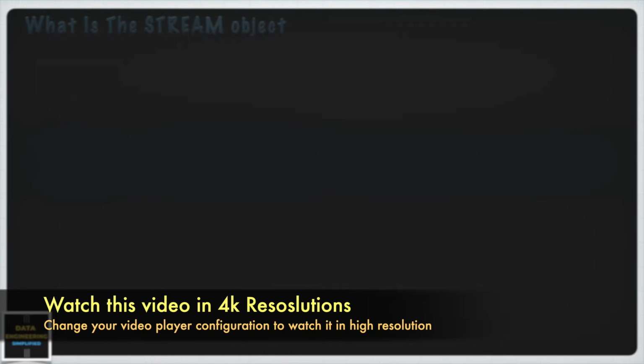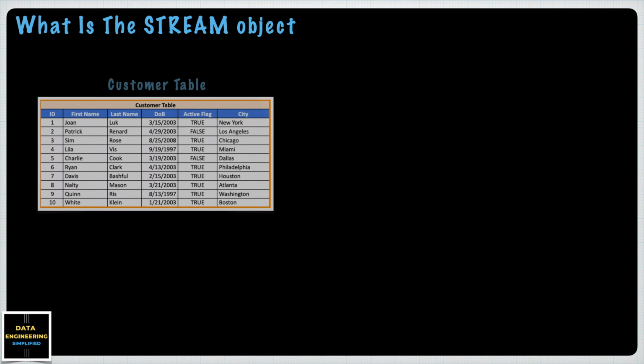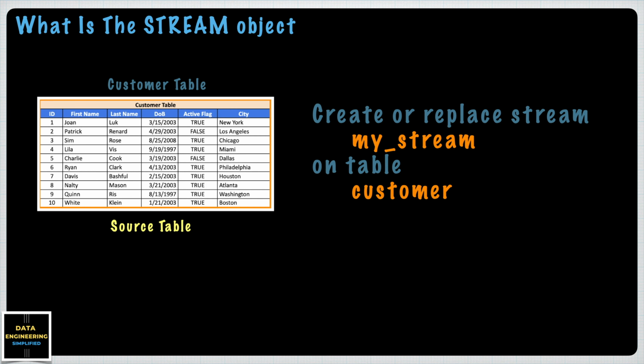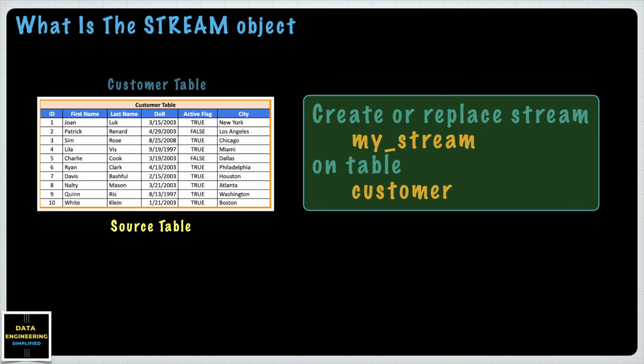Let's understand what a stream is and how it works. A stream is a first class object residing within a schema. A stream object is created on top of a source table, which could be a permanent table, a transient table, a temporary table, or an external table. In this example, we create a stream called myStream on the source table called customer. And this is how the SQL syntax looks. With this simple SQL, your stream object is functional and every insert, update, and delete on the source customer is tracked in myStream.